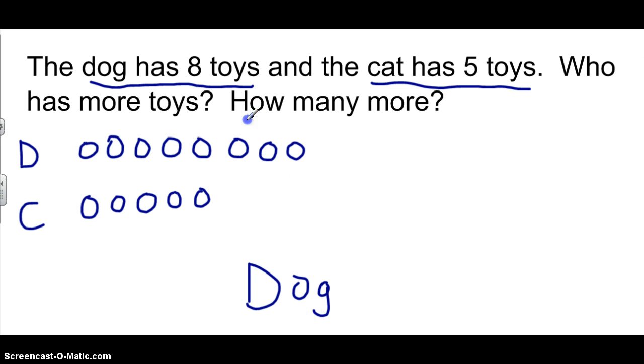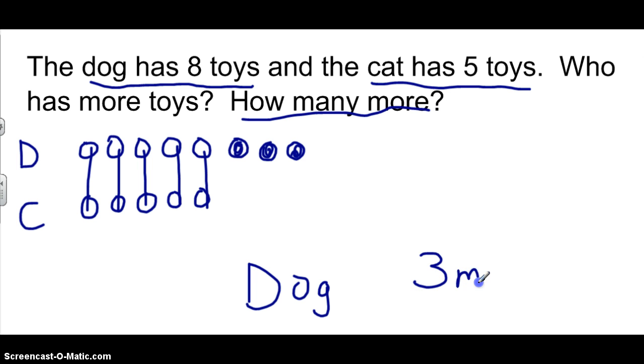The second question asks, well, how many more do they have? Well, I have this nice neat picture. Let's compare. They're the same amount, same amount, same amount, same amount. Oh, the dog does have more. How many more? 1, 2, 3. The dog has 3 more than the cat.